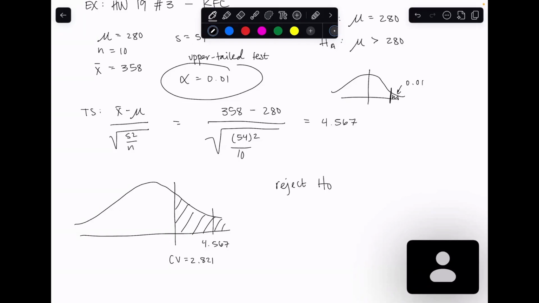Would 0 be the center on this? On a standardized normal, yes. Or a t, it also has a mean of 0.